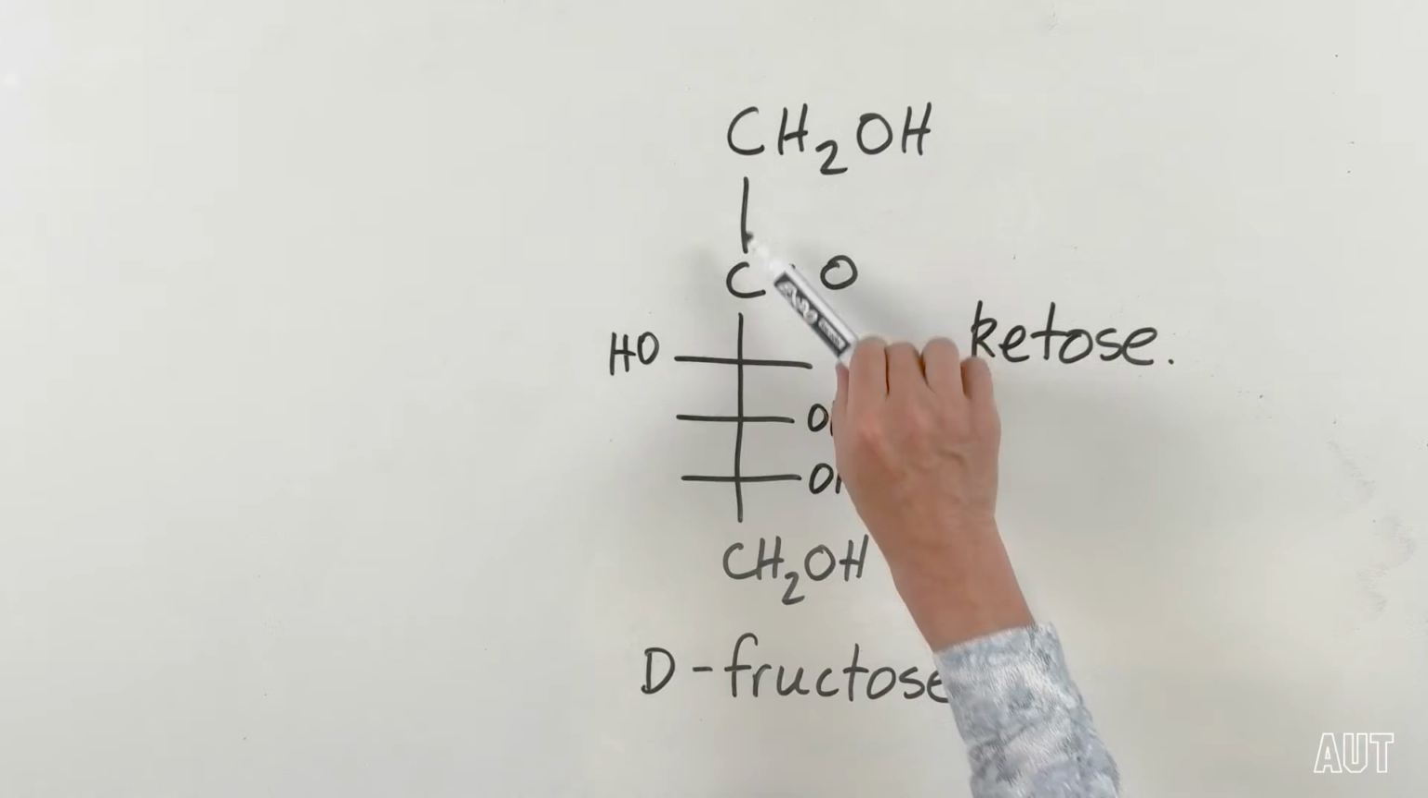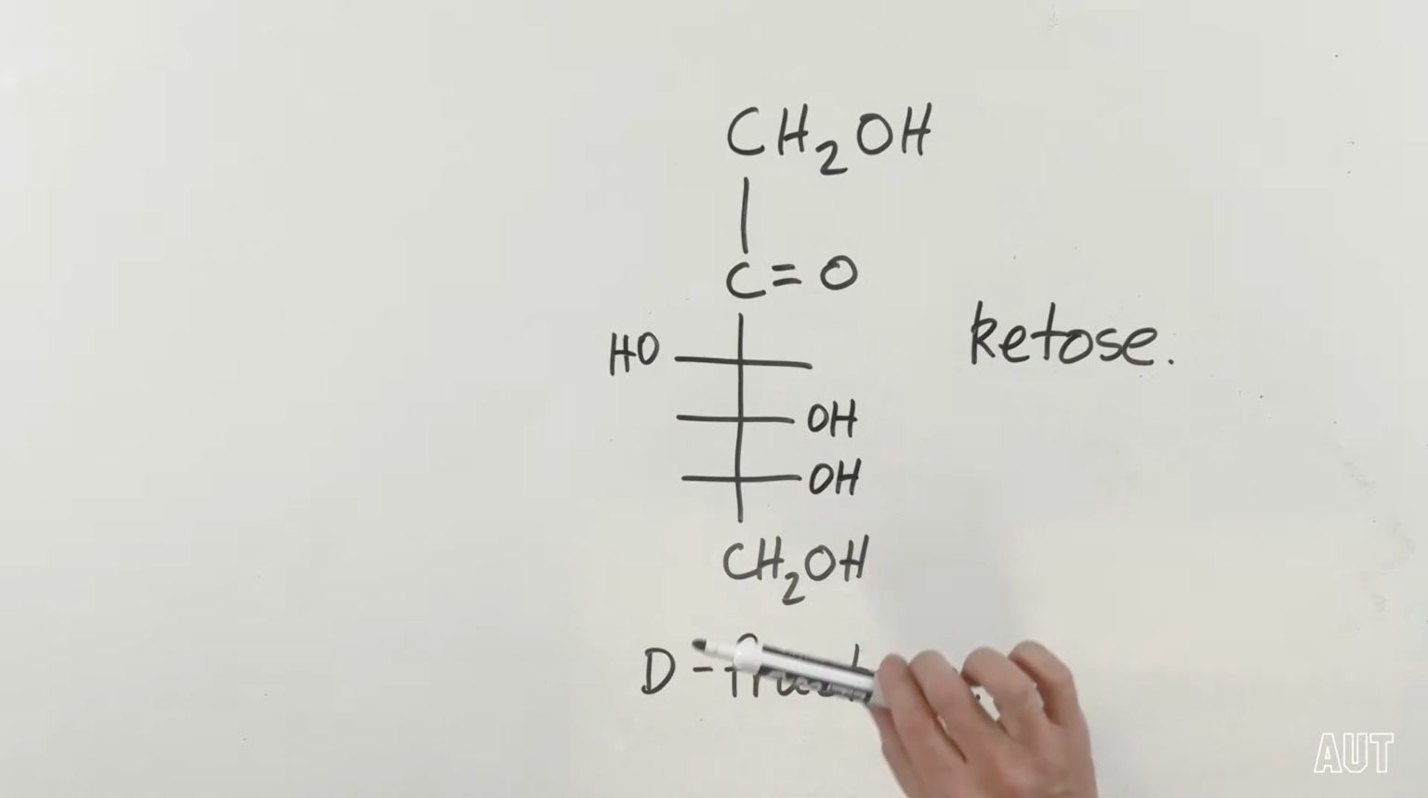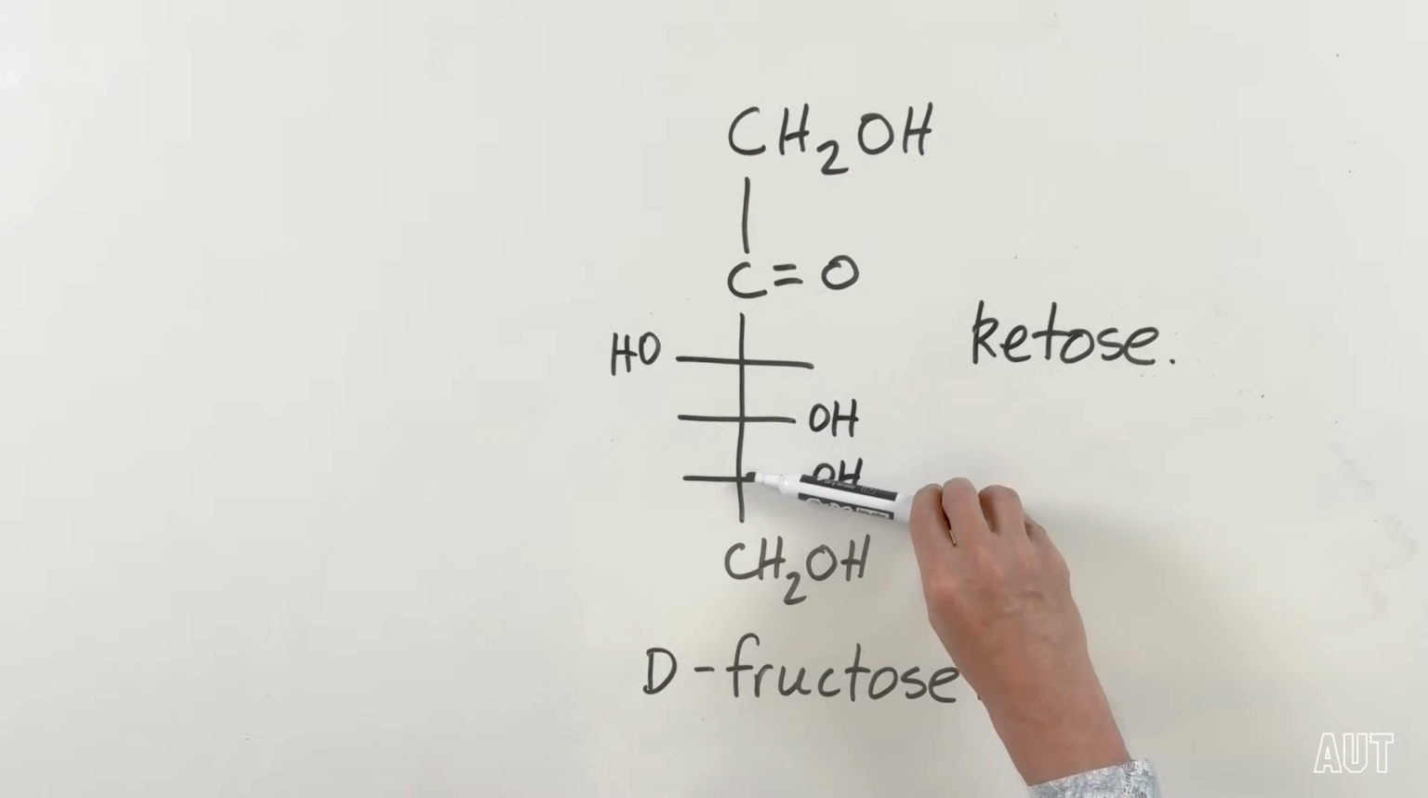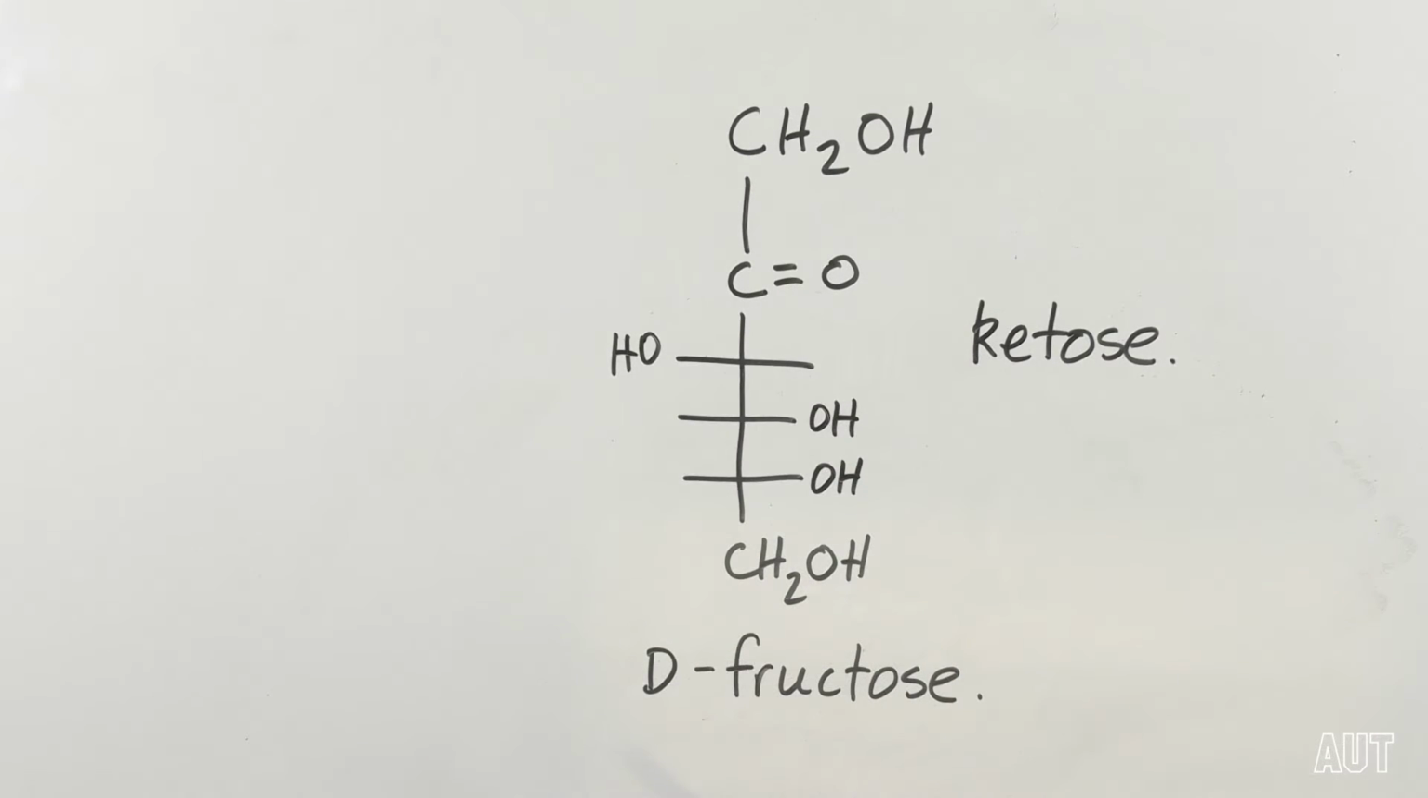Okay, so this would be a 1, 2, 3, 4, 5, 6. This would be a ketohexose. And again, there's a whole bunch of ketohexoses as well, depending on the relative configurations at this carbon and this carbon and this carbon. Okay.